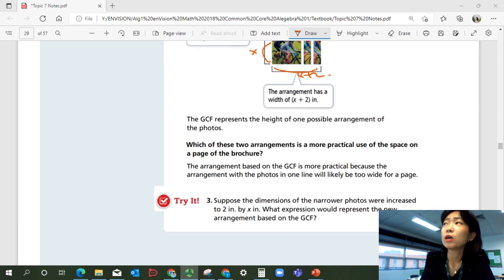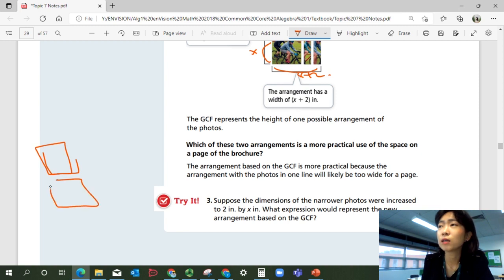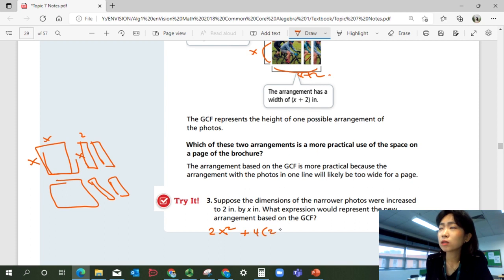Alright, are you ready? So instead of 1 inch, it would be 2 inches. But your squares are still the same. So the big squares are still the same, right? So they're going to be x by x, but the smaller ones would be 2 by x. You have 4 of them. So your expression would be 1 times x squared plus 4 times 2x, which will give you x squared plus 8x as your total area, right?